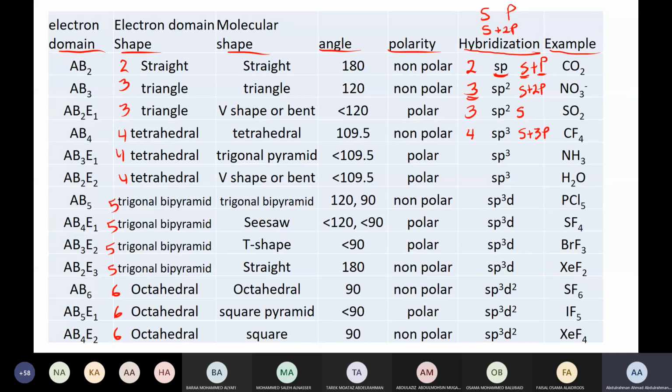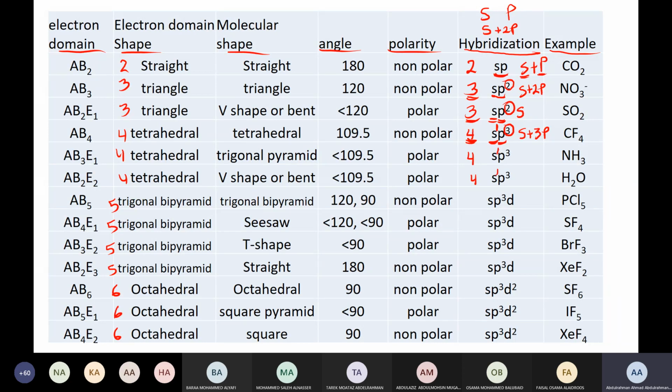If we have 3, we write sp2. If it's 4, then we take s and p and take 3 to make them 4: 1 from s and 3 from p. So when we have 4, it's sp3, 1 and 3.